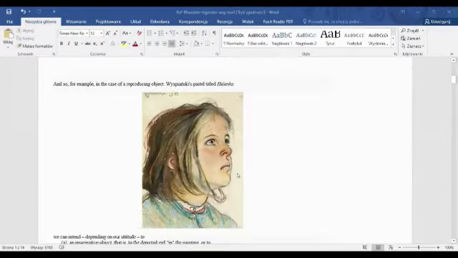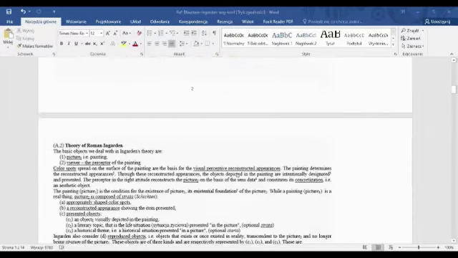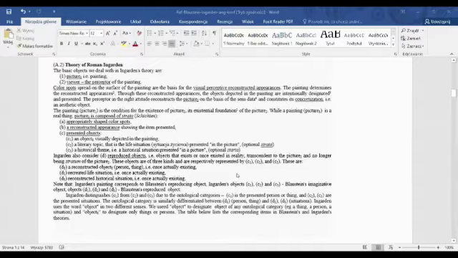And so, for example, in the case of a reproducing object, Wyspiański's pastel titled Helenka, we can intend, depending on our attitude, an imaginative object, that is the depicted girl in the painting, or a reproduced object, that is a real woman, Wyspiański's daughter Helena, who lived in 1894-1971. And now, the theory of Roman Ingarden.